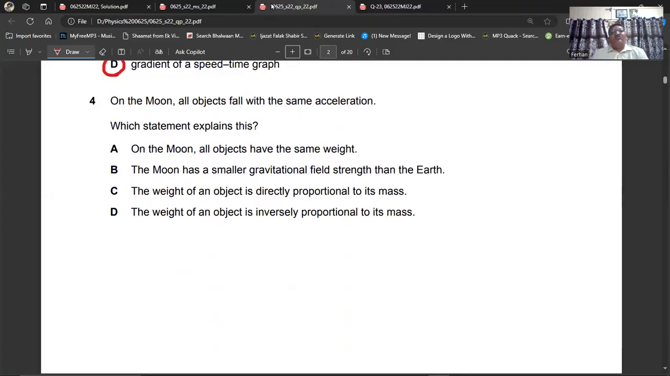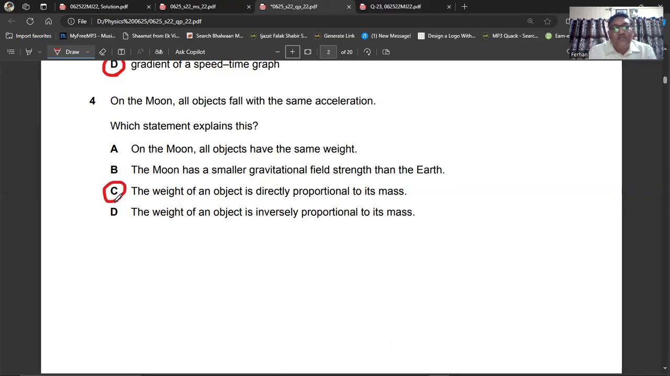On the moon, all objects fall with the same acceleration. Which statement explains this? You see, on the moon, all the objects have the same weight. That is wrong. Different objects, obviously, according to their mass, will have different weight. The moon has a smaller gravitational field strength than the Earth. That is true, but it has nothing to do with why the falling objects will have the same acceleration. The weight of an object is directly proportional to its mass. This is true. This is the reason.